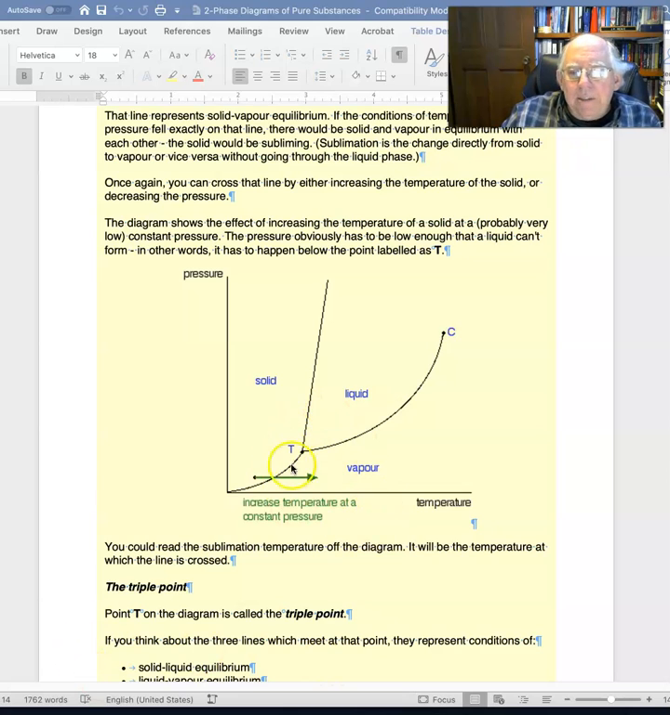A very common substance that you may be familiar with is solid carbon dioxide, or dry ice. At atmospheric pressure, it is at a low enough temperature such that it's in the solid phase. But if the temperature is increased, one can see it will go directly to the vapor phase without observing any liquid CO2.